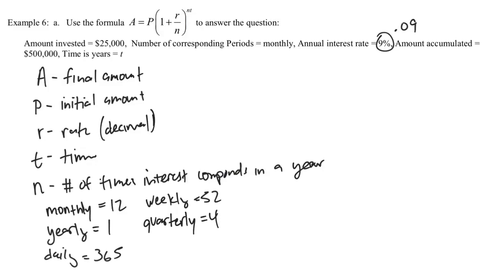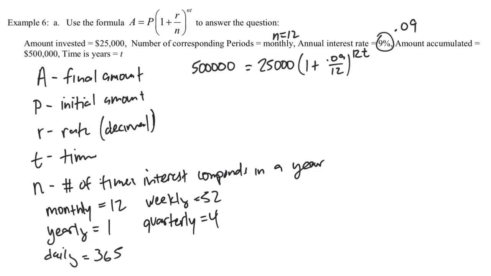And so using this formula and plugging in what we know, we are told that the amount invested is $25,000, and so that's going to go where my P is located. The number of corresponding periods is monthly, so that means that N is going to equal 12. We already know that our interest rate is 0.09, and the amount accumulated is $500,000. And so that's my final amount, $500,000 equals $25,000 times 1 plus my rate divided by N, raised to the NT. And so now our objective is to solve for T.